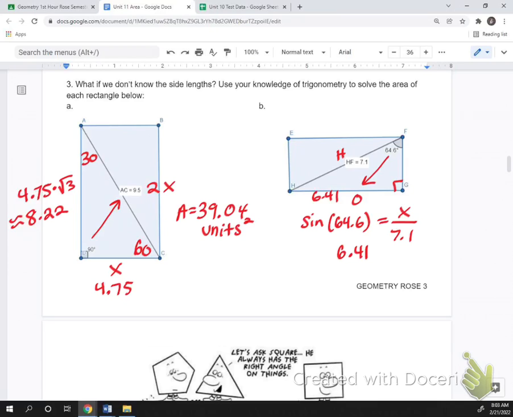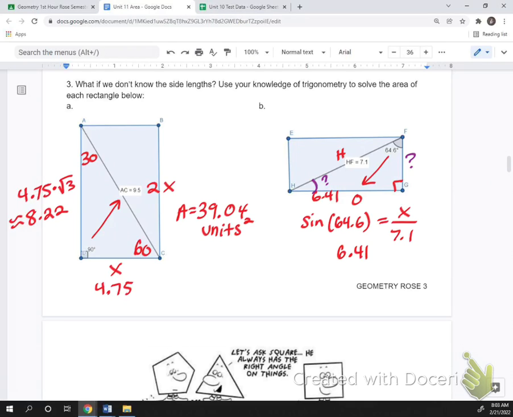From there, what did you do? Did you do more right triangle trig or something else? I figured out the unknown angle, so I did 180 minus 90 minus 64.6, and got the unknown angle, and then I just did sin from there. So you found the angle and you did more right triangle trig. Did anyone use Pythag theorem? Yeah, that's what I was thinking. Or cosine, right? We could have done a number of different things.